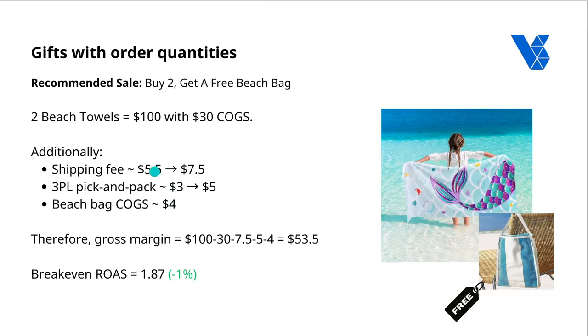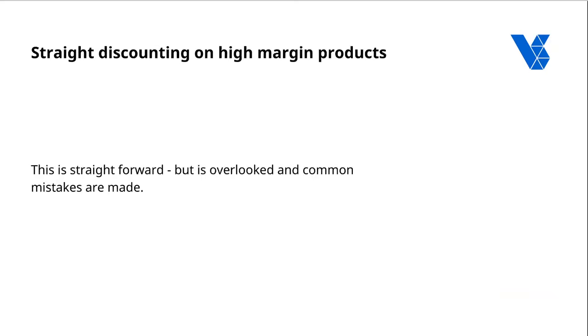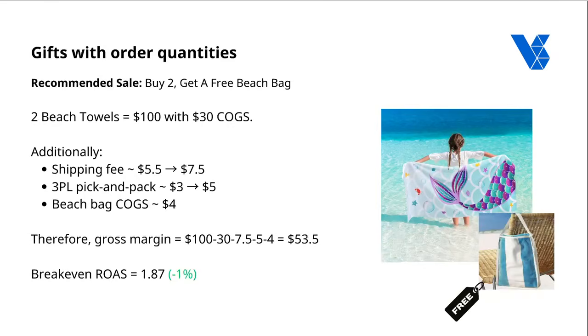And then lastly, we also have an additional cost of the beach bag. And now a beach bag like this would cost an absolute maximum $4 to get from factory. And so we have that cost layered into this bundling offer, which takes our gross margin out to $53.50, which means our break-even ROAS is at a 1.87. So that's actually an improvement by 0.02 on the initial order. And so we've actually made the unit economics of the brand better by adding in a free beach bag.